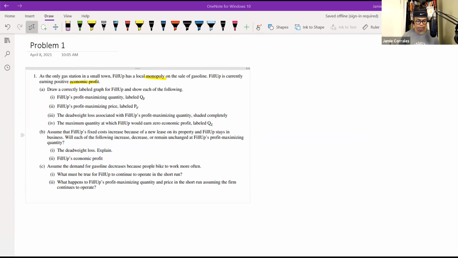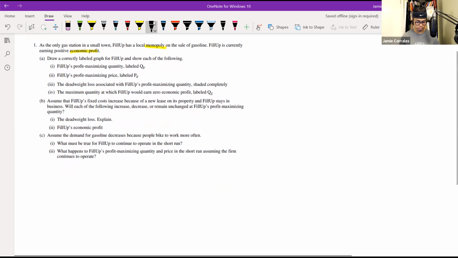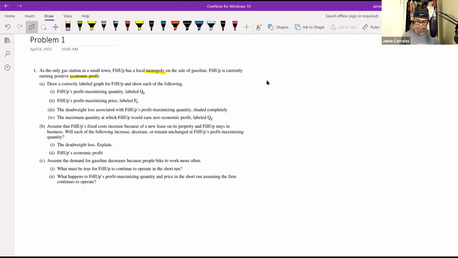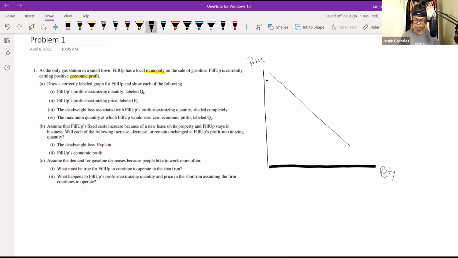So pretty straightforward stuff. Maybe it's better if I do it right here on the right-hand side. Let's do a nice graph here. We want to have price on the y-axis, quantity on the x-axis. Let's start off with the demand curve. Then the marginal revenue curve, making sure it intersects the x-axis. Then we're going to draw our marginal cost curve.